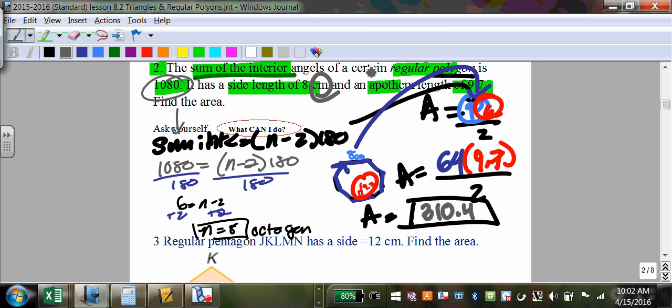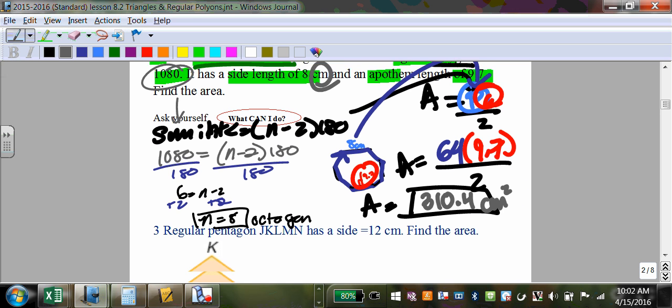And do we have units? Yes, we do. Centimeters squared, life is good. Ryan, did you figure it out, sir? Did you figure out what I showed you? Yeah. Good, good, good.